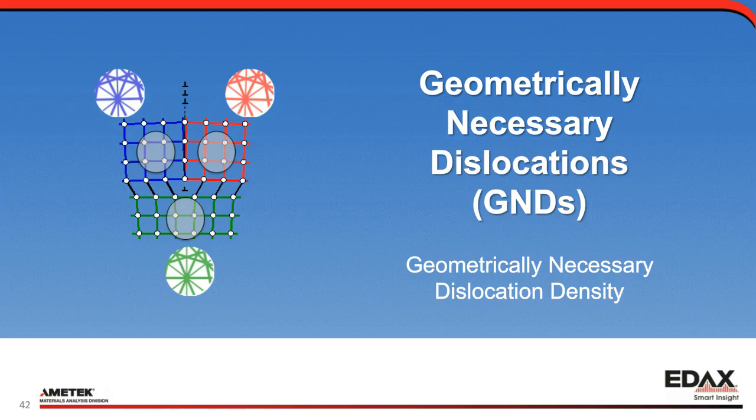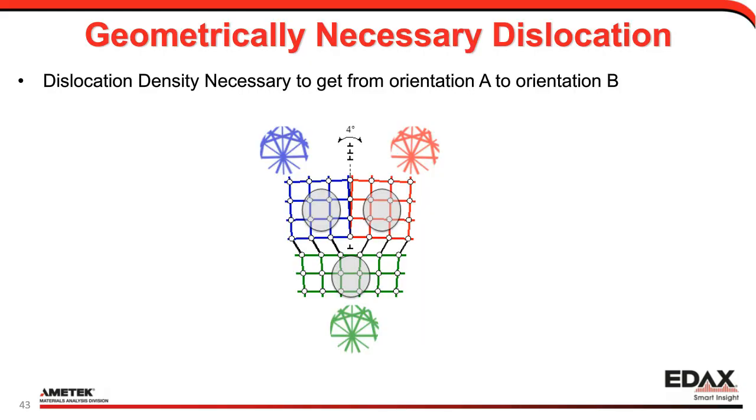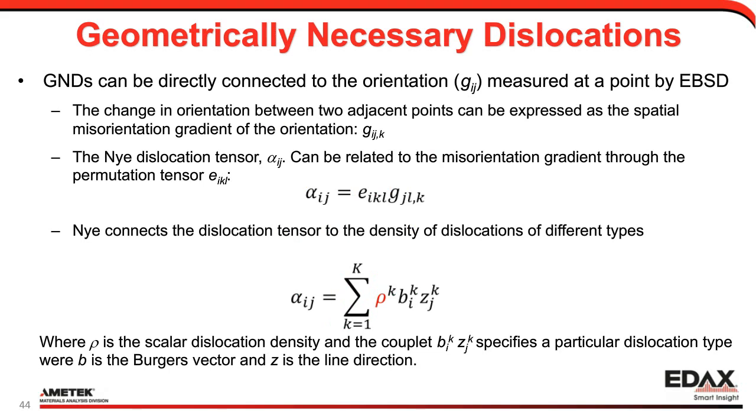So geometrically necessary dislocations are those essentially that give us the rotation that we see from pattern to pattern within an individual grain. So how do we get from orientation A to orientation B? And it's basically a geometrically necessary dislocation. And so they can be connected to the orientation, especially the orientation gradient, measured at a point by EBSD.